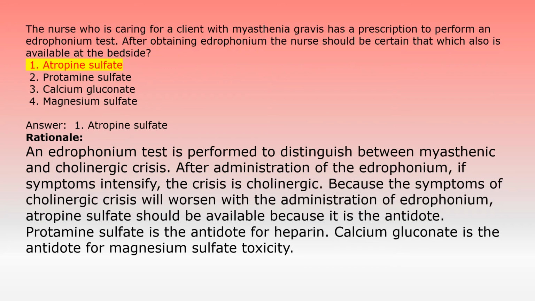Answer: 1. Atropine sulfate. Rationale: an edrophonium test is performed to distinguish between myasthenic and cholinergic crisis. After administration of the edrophonium, if symptoms intensify, the crisis is cholinergic, because the symptoms of cholinergic crisis will worsen with the administration of edrophonium. Atropine sulfate should be available because it is the antidote.